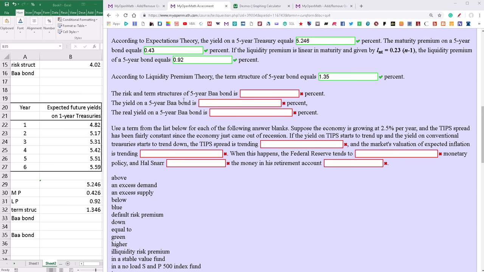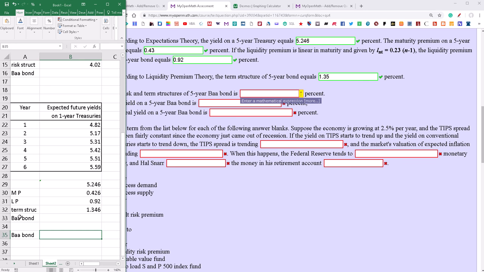Okay, the risk and term structures of a 5-year BAA bond is what? Well, remember, the risk structure of the BAA bond was 4.02. The term structure of a BAA bond was 1.346. This is the 5-year, right? We'll type 5-year up here. So the term and risk structure of a 5-year BAA bond is this.